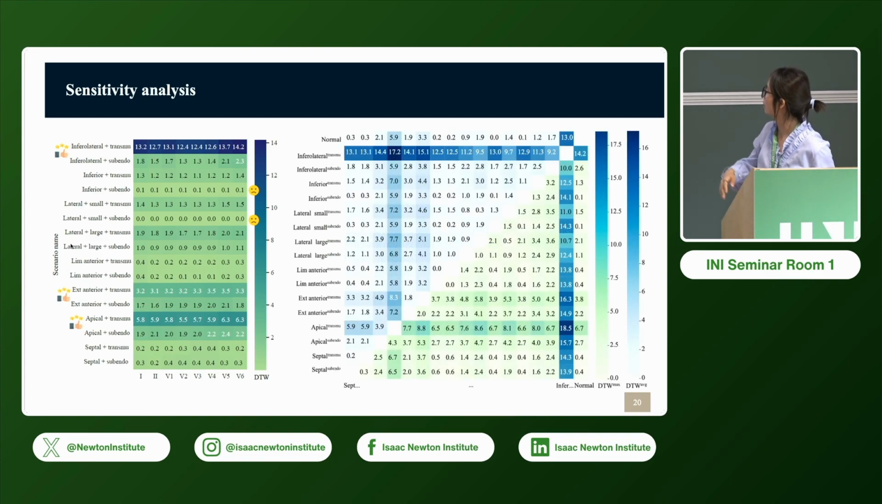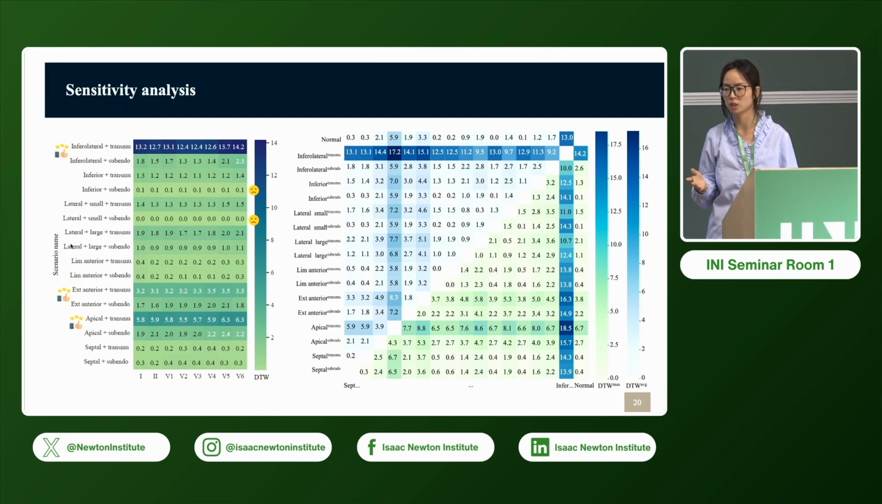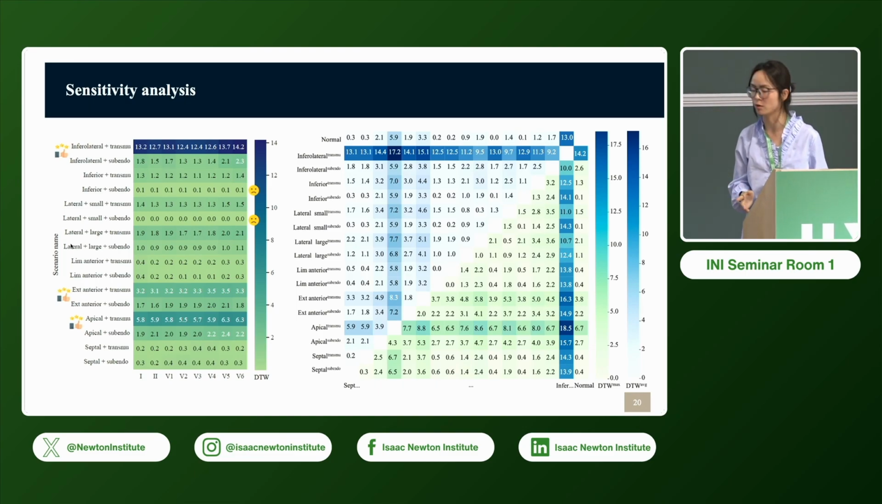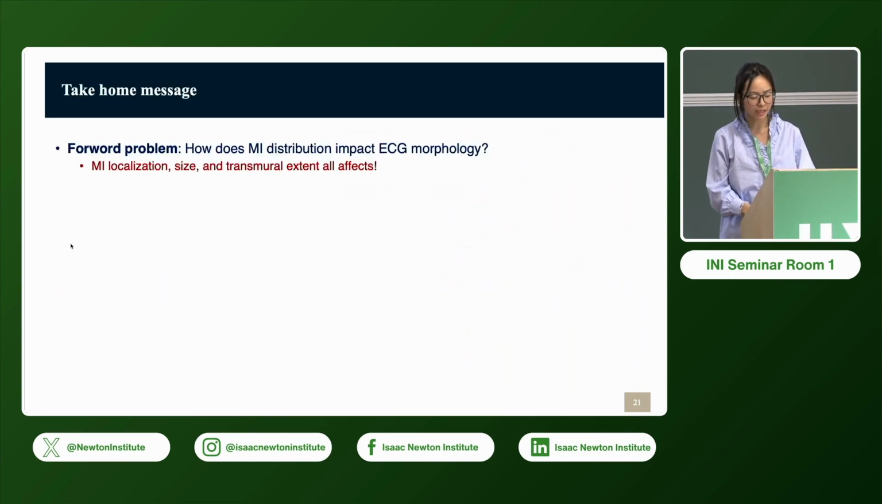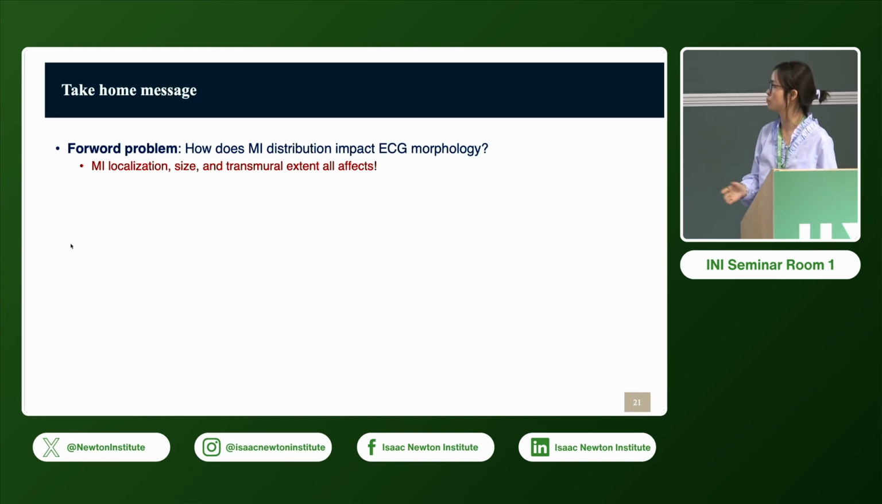Besides comparing with baseline, we also compare different scenarios with each other. By doing this, these results can give us some confidence that it's possible to distinguish different scenarios. So now we can answer the first question. The Markov function, location, size, and transmural extent all will affect the ECG morphology.